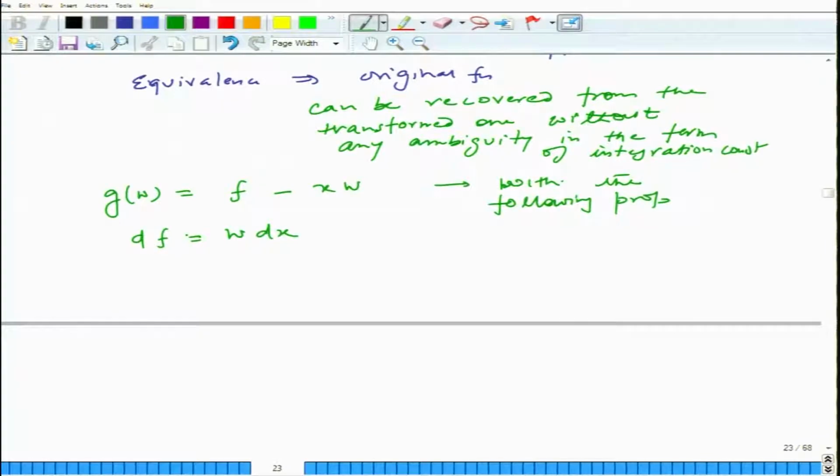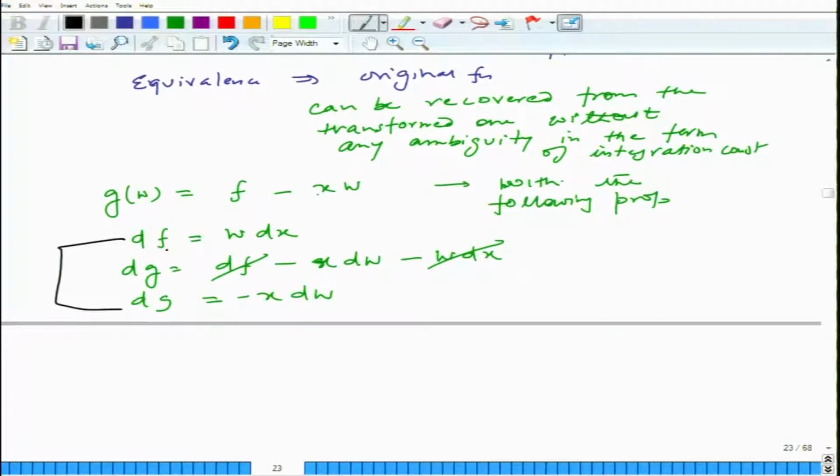is nothing but the first derivative, as well as dg is going to be df minus x dw minus w dx, okay, right, and this is going to get cancelled. So, dg is nothing but minus x dw, okay. So, what you see when you look at this differentiation of f and g is the following, that the role of variable and its derivative are switched between this function f and g.